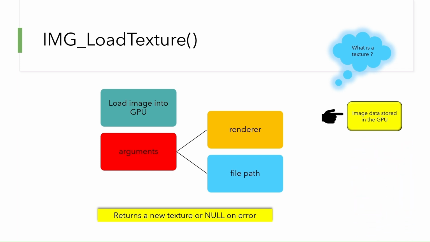Now, the SDL image library also provides us with what are known as SDL surfaces. And a surface, to put it simply, is a place or a region in graphical memory that we can draw on or draw to, right? In other words, we can store image data there as well.